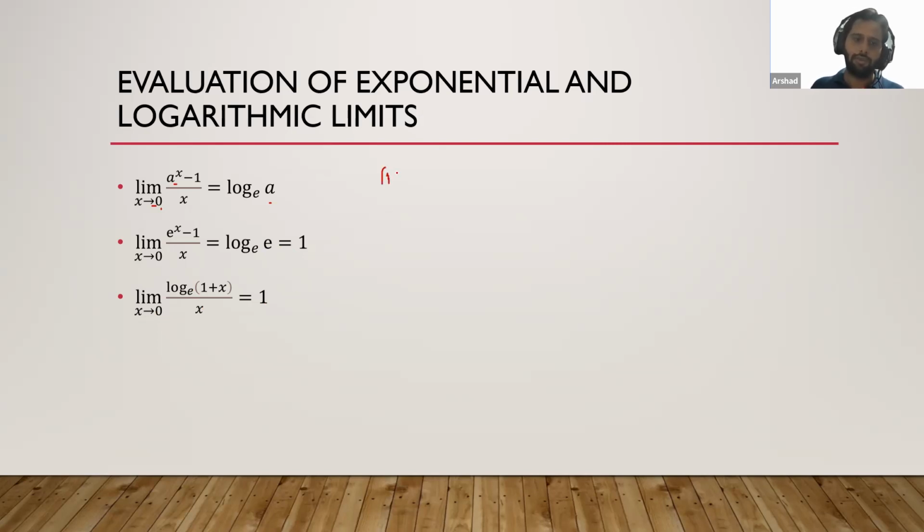Okay, so I will give you one question here. Please note down these formulas, then try this: limit x tends to 0 of (2 raised to the power x minus 1) by x. Please note down these formulas and tell me the first answer.